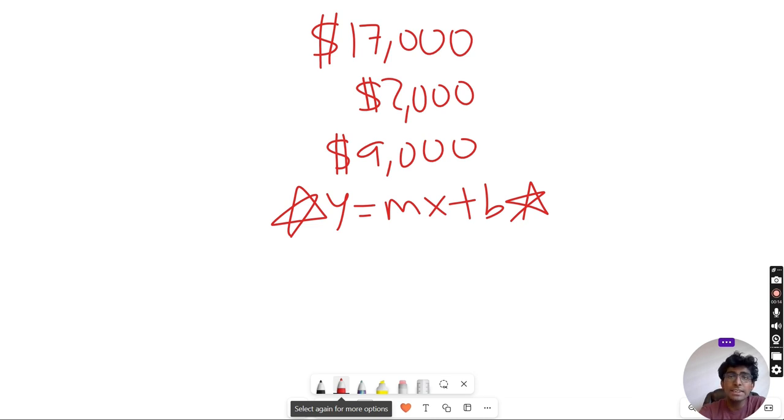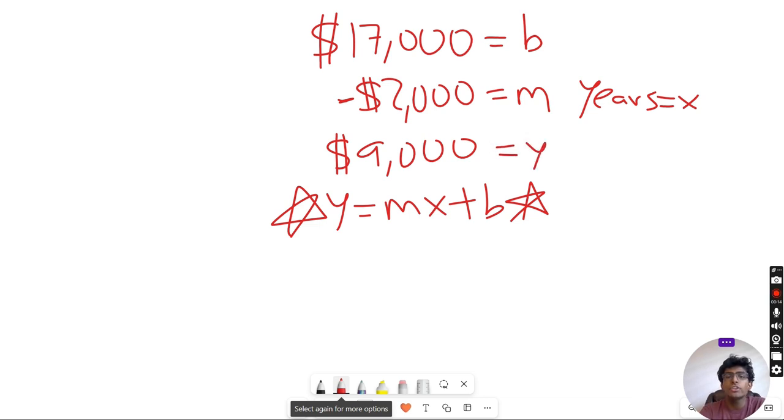So 17,000, that's your initial value. This is your b, right? This is what the car was worth when you bought it. It's decreasing at a rate of $2,000 per year. Decreasing, this is going to be your slope, and in this case it's going to be negative since it's decreasing every year by $2,000. And 9,000, we want to figure out how many years, right? Years in this case would be our x. We want to figure out how many years it takes to get down to 9,000, which would be our y in this case.